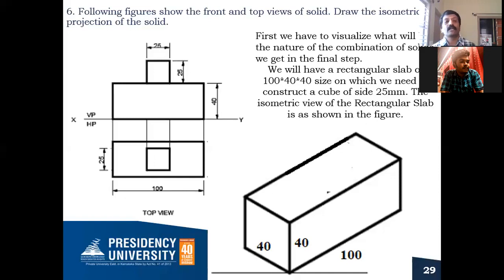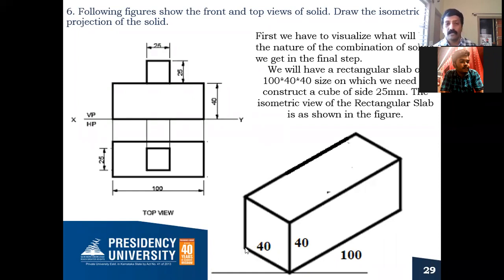Now let me draw the isometric position of the base of the solid first. That is 100 by 40. You know how to draw it. Draw one horizontal projector line. Take any one of the points. Draw 30-degree lines on either side. From this point I'll draw 100 millimeter isometric scale on the right side, and this is 40 millimeter on the left side of the 30-degree line.